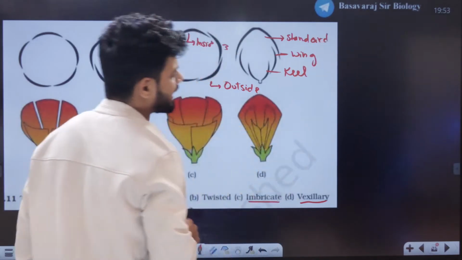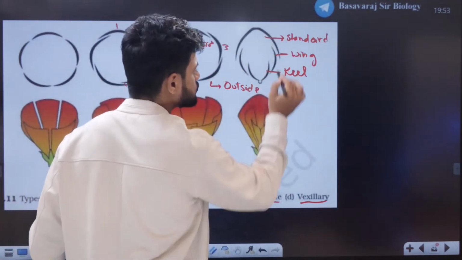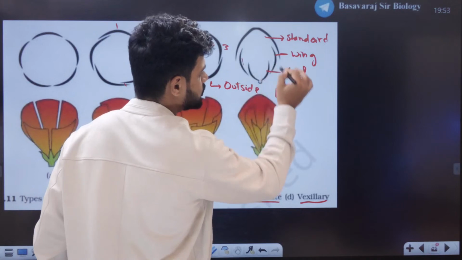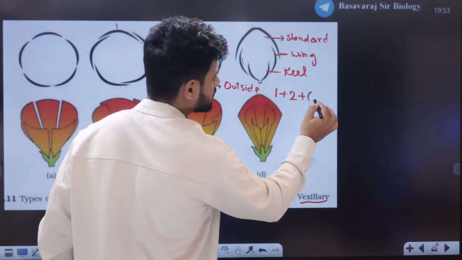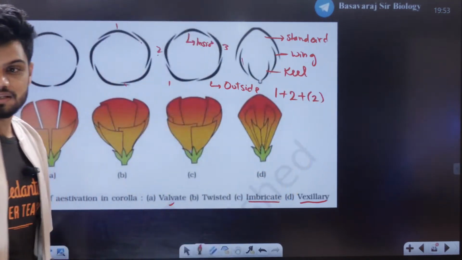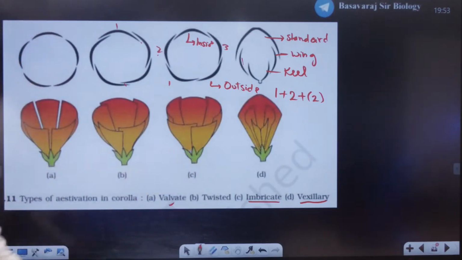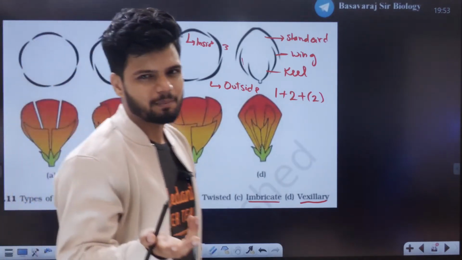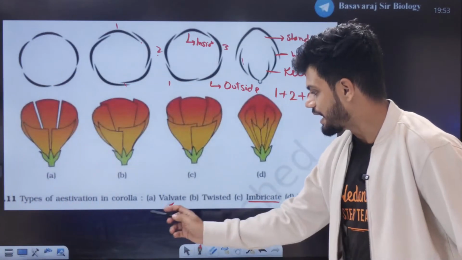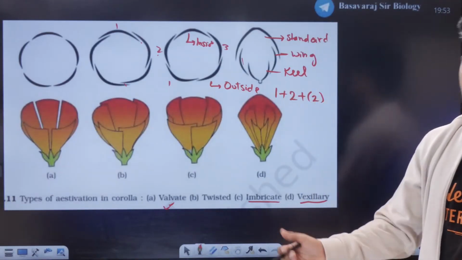Standard wing and keel. This entire thing is 1 plus 2 wing plus 2 keel. This right here is vexillary aestivation. Now examples, again, examples are very important. Now valvate aestivation: Calotropis.